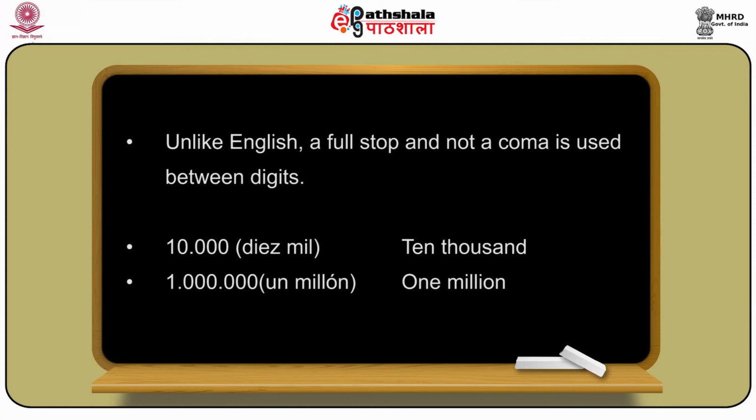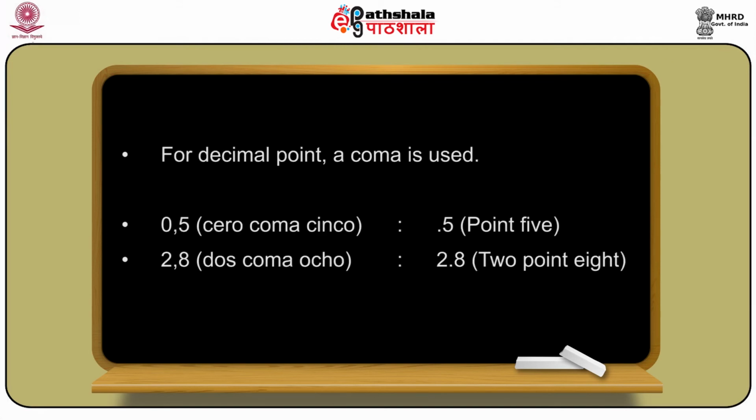Now, unlike English, a full stop and not a comma is used between digits. So as you can see, if it's 10,000, in English we put after 10 one comma, but in Spanish we put a full stop. So if it is 1 million, after every three digits we put a full stop and not a comma. And if the number is a decimal, in English we put a point, that is one full stop and then the number. For example, if I want to say 0.5, then there will be one stop and 5, but in Spanish we put a comma. So 0.5 will be said as 0,5. Same way, if you want to say 2.8, this will be said as 2,8. So this point in Spanish is said as comma and written like a comma of English, as you can see here.